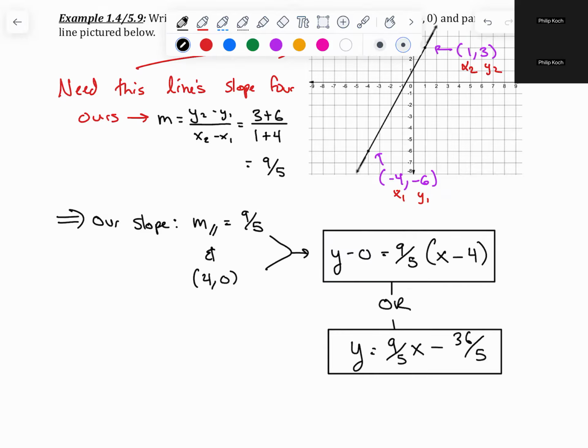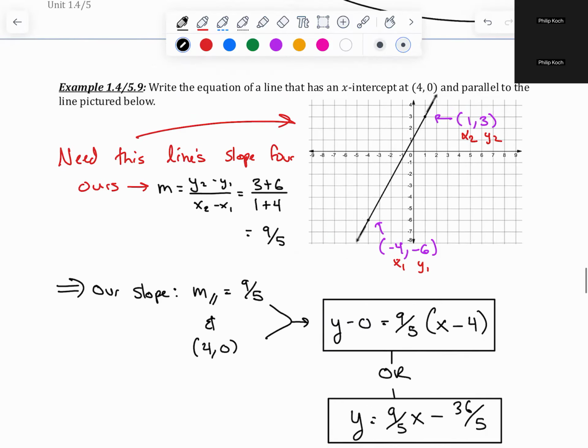Any questions on that? Yeah, where'd you get the 4, 0 from? That was given in the problem. It says it has an x-intercept at 4, 0. No problem. Sometimes we get so focused in on what we're doing that we forget some information from the beginning.